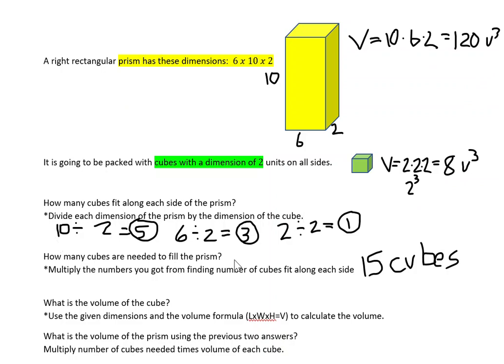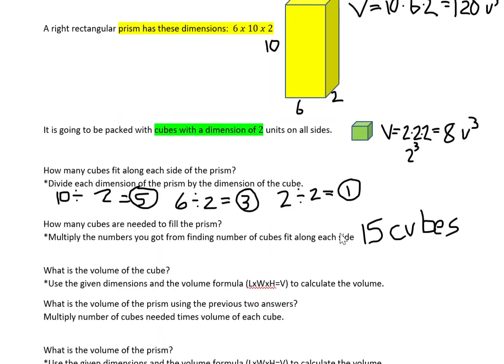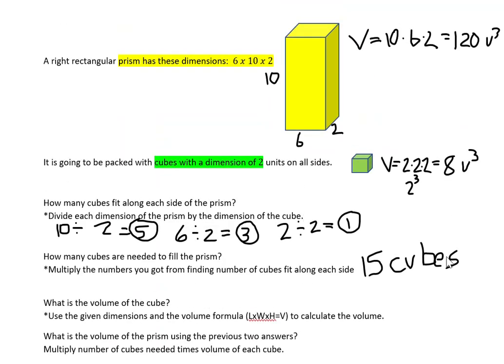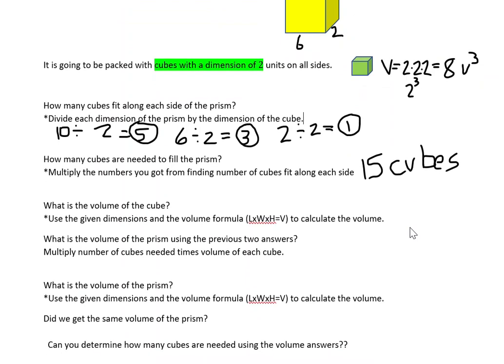Could we have found the cubes needed, how many cubes are needed, just using the volume answers? That's another way to approach the problem. Maybe we start with finding the volume, and then we could divide the volumes. 120 divided by 8 would have gotten me back to the number of cubes that would have fit in the box, 15 cubes. So we can see here that we have multiple approaches to finding that same information about the problem.